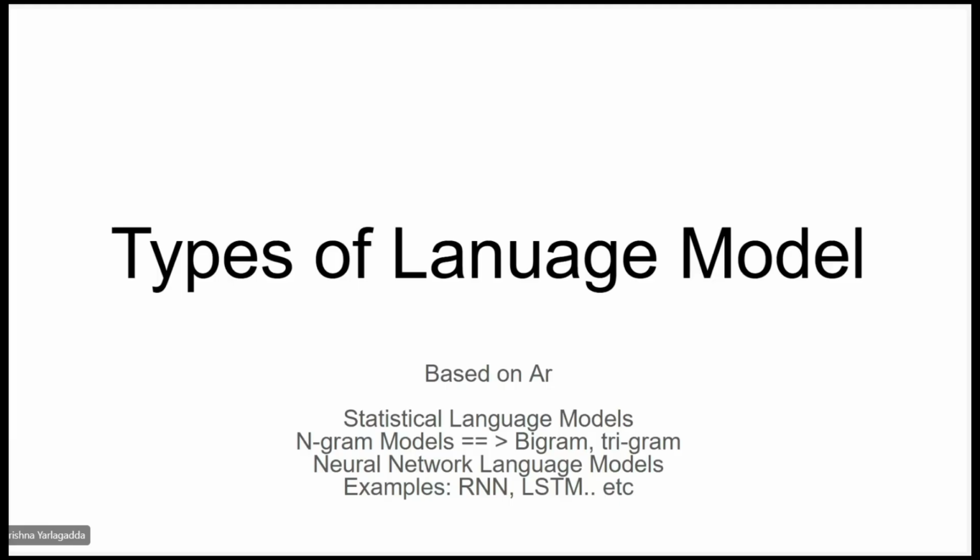And there is the neural network language model as well. Neural network, as I said before, like we had ANN, artificial neural networks. As part of that, there is one model which is used to train the data and get the data, and we'll implement that data. There are some examples like RNN and LSTM models. We'll see that in detail.